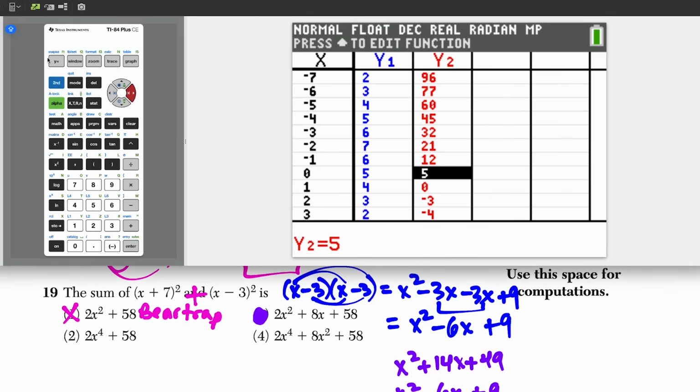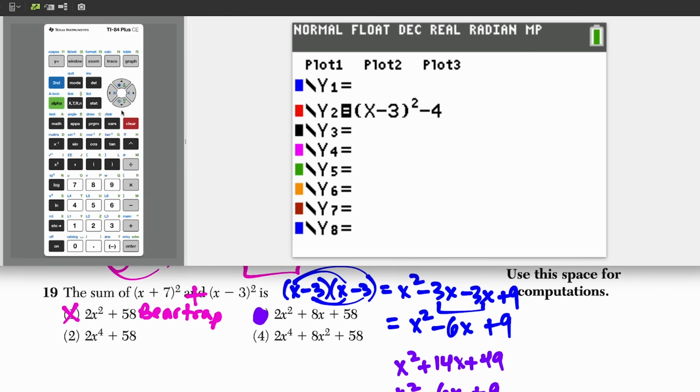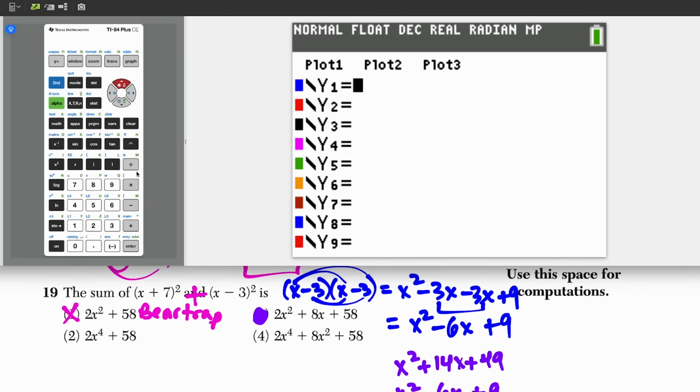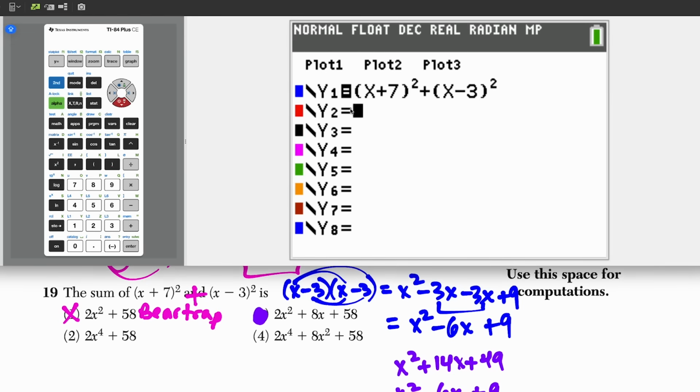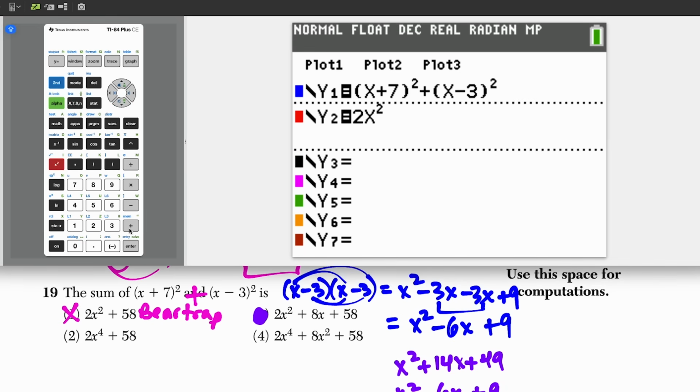But let's say you're in the multiple choice and you're like, that's way too stressful. What you could do is you could just type this into the calculator. So you have x plus 7 squared, and then you're adding x minus 3 squared. Okay, so you'd actually have to know that you're adding these two expressions together. And then in the y2 spots and on, you just start typing in the answer choices. So if I type in the correct one here, so we have 2x squared, and then plus 8x, and plus 58.